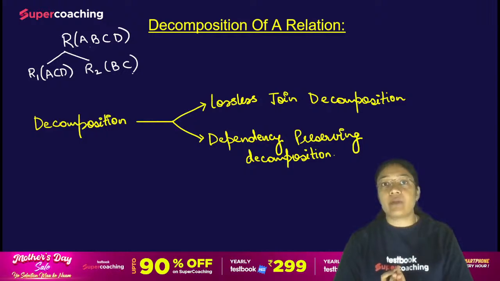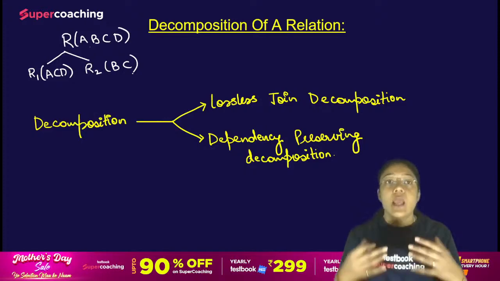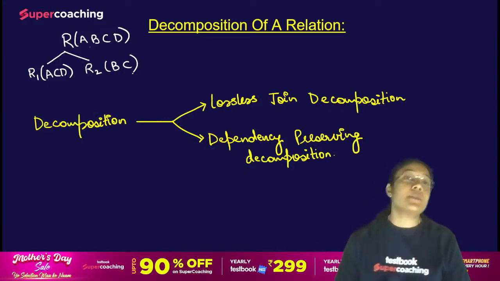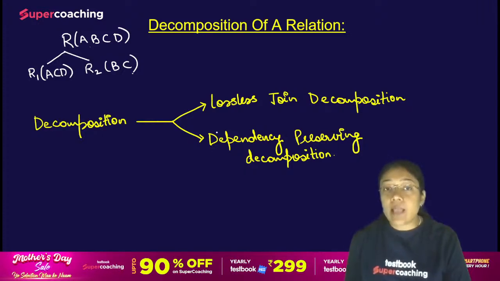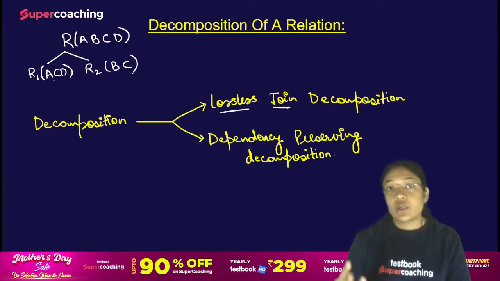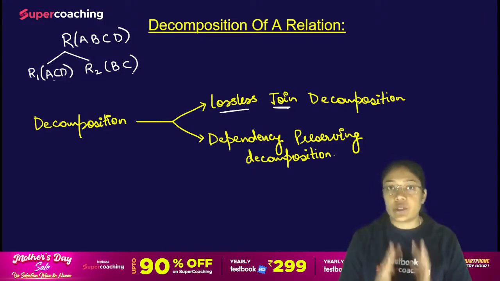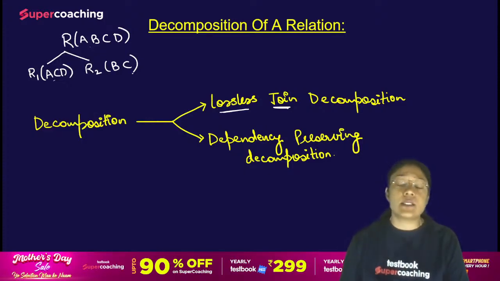But at some point of time, when we are executing a query, there may be a necessity of joining the relation. कई बार क्या होता है, relation को join करने के बाद हमें query का result मिलता है, right? So for that we need to join this relation. So lossless join decomposition means when we are joining the relation, there is no loss of data. No loss of data means no existing data should be lost or no new data should be produced. So after joining the relation, we should get the original relation R with the same number of tuples. Okay. So this is lossless join decomposition.